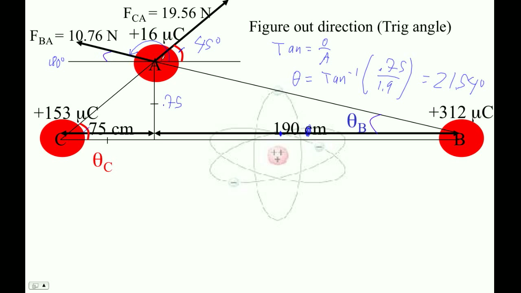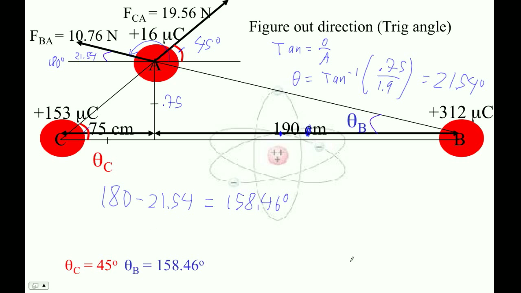Now, this angle here is 21.54. So this angle here is 180 minus that, right? Okay, so let's see, 180 minus the answer that I just got. I'm going to store that in C. Indeed, 158.46 degrees. And that's just good enough for us, right?